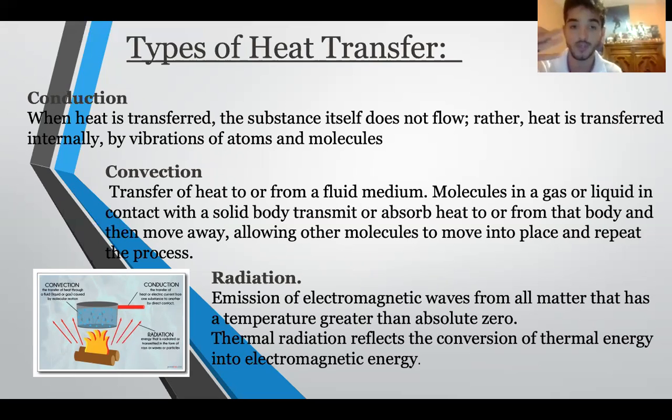The third one is radiation. It is the emission of electromagnetic waves from all matter that has a temperature greater than absolute zero. Thermal radiation reflects the conversion of thermal energy into electromagnetic energy, as we can see in the image below.